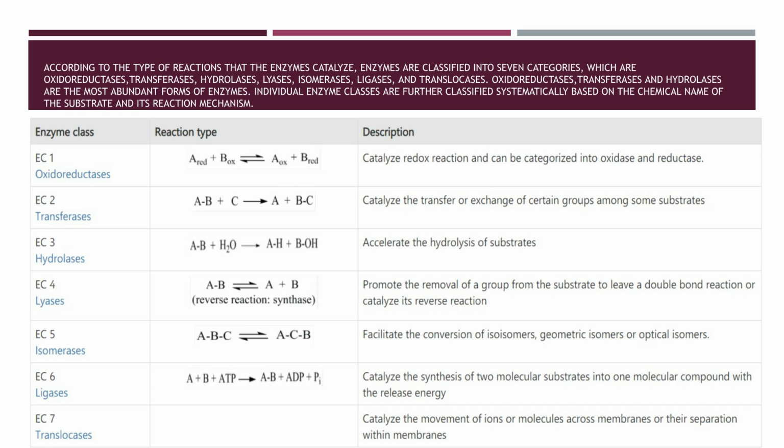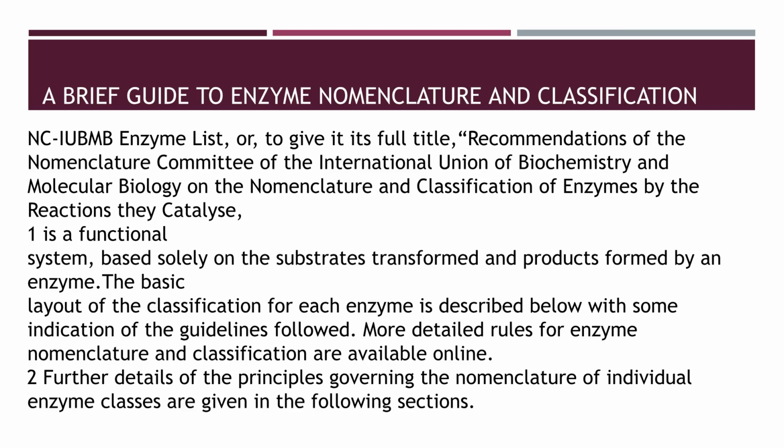Enzymes are classified into 7 categories based on the type of reaction they catalyze: oxidoreductases, transferases, hydrolases, lyases, isomerases, ligases, and translocases. Oxidoreductases, transferases, and hydrolases are the most abundant. The NC-IUBMB enzyme list provides a functional classification system based on substrates and products of the catalyzed reaction. More detailed rules and guidelines for enzyme nomenclature and classification are available online.